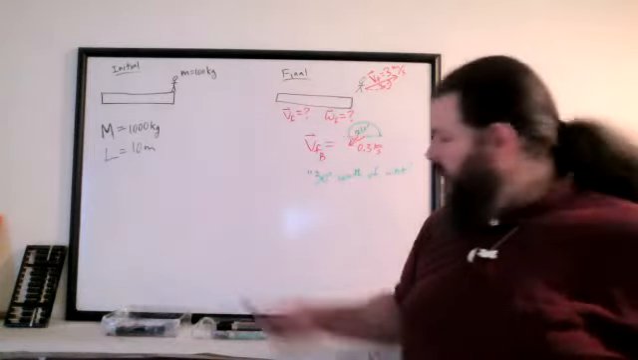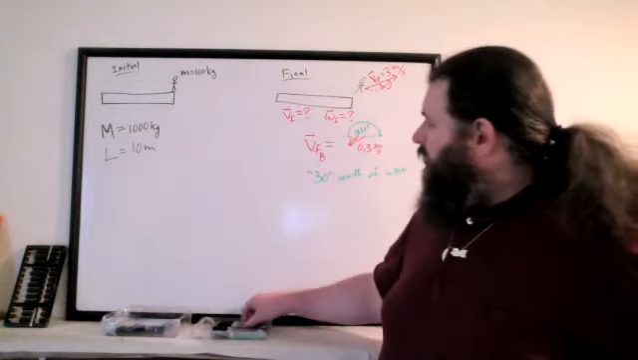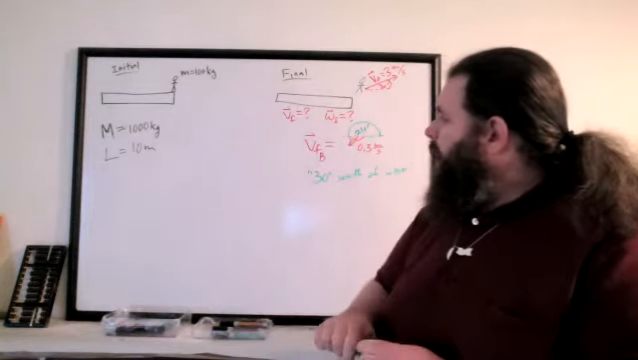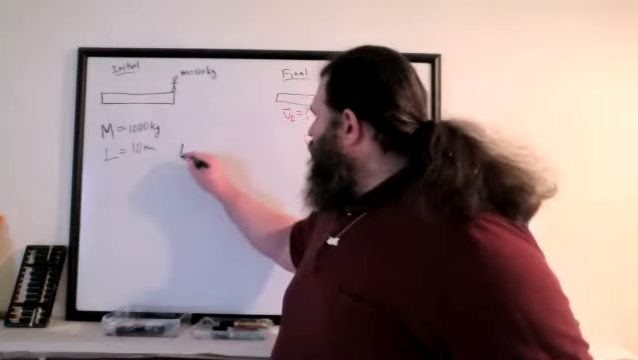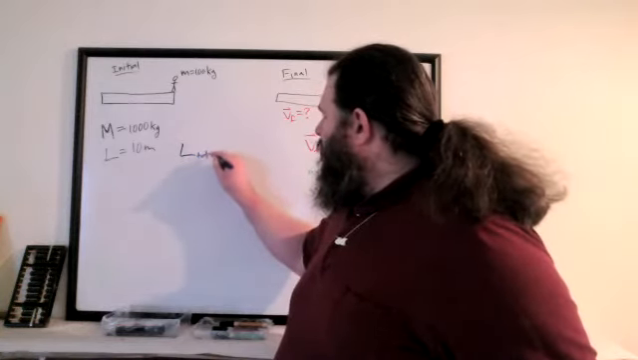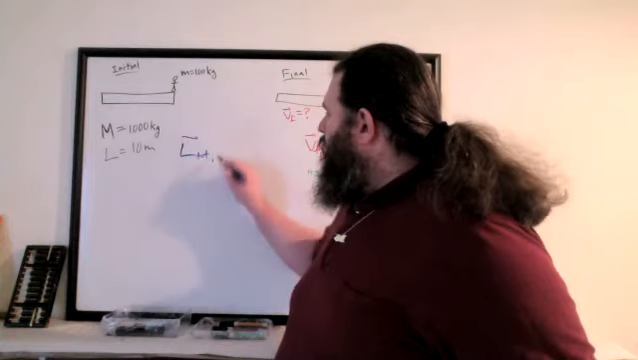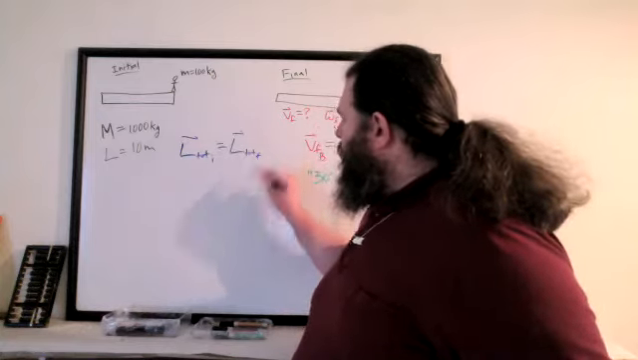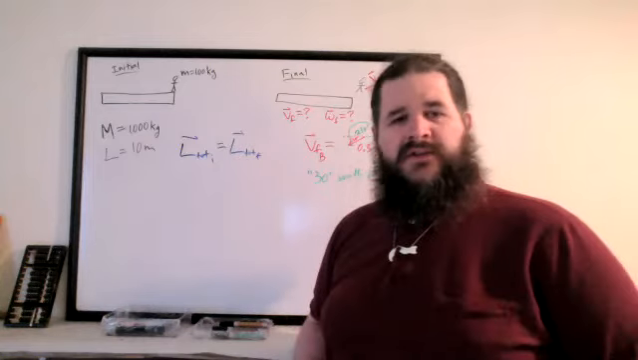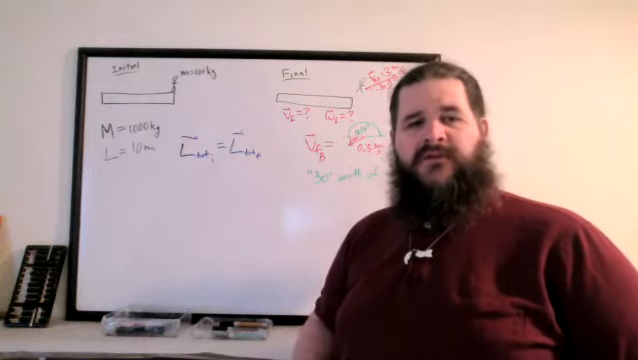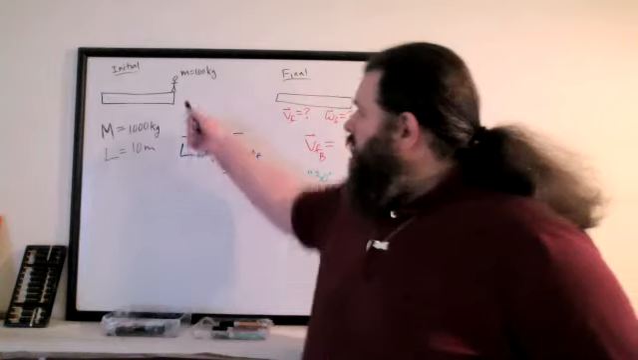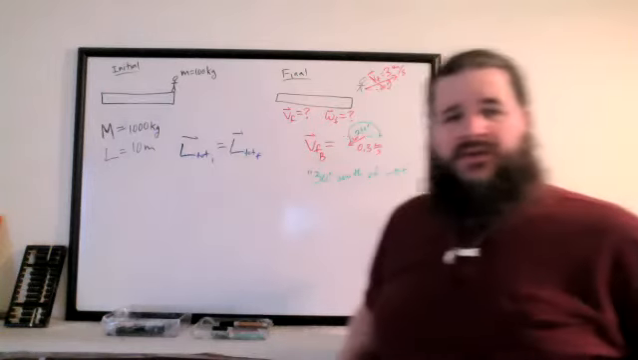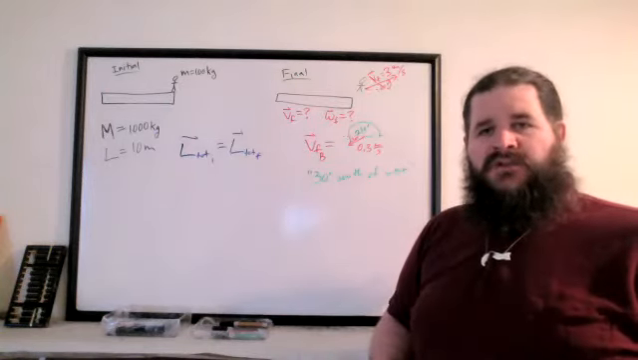So if we start writing out the equation here, we know that the initial total angular momentum equals the final total angular momentum, because there's no external torque. This is a closed system. There's no torque from outside. The two objects, the beam and the astronaut, are exerting torques on each other, but there's no external torque.